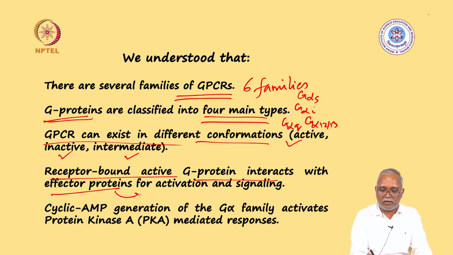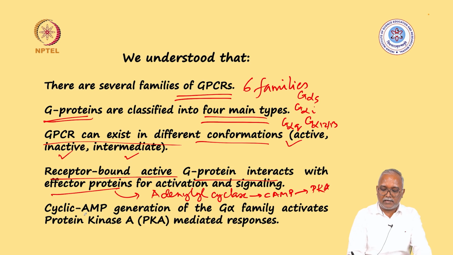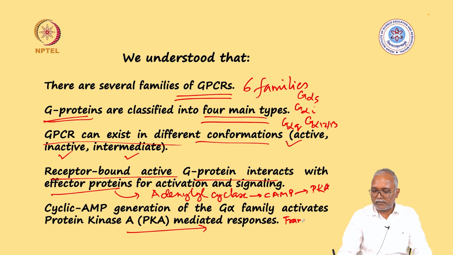We saw example of adenylyl cyclase as the effector molecule, which was generating cAMP, which activated pKa, and this pKa which is generated through cyclic AMP will be mediating the response inside the nucleus by affecting the transcription through CREB-like molecule. So, what we understand is that GPCRs are playing very important role. There are multiple different types and each one of them is giving rise to a specific response.